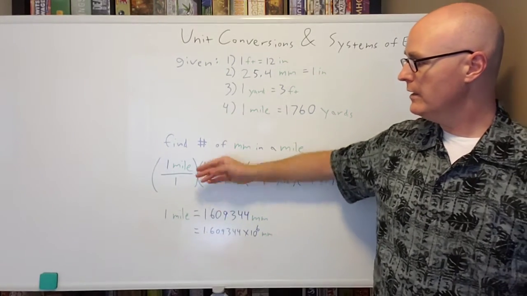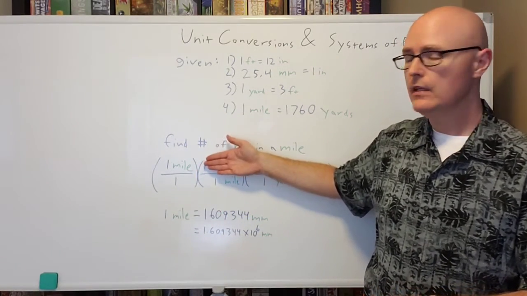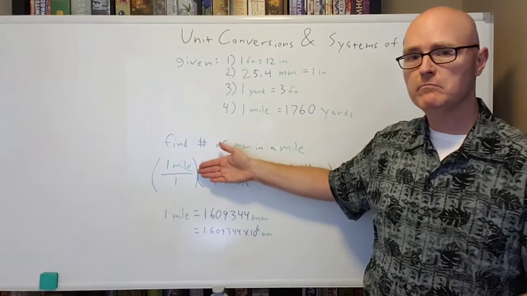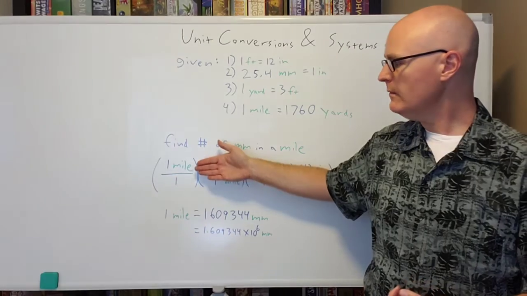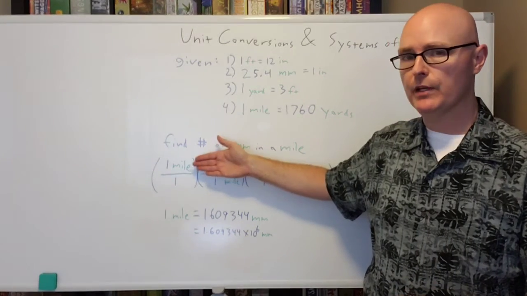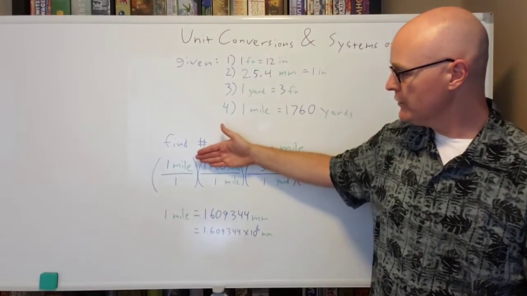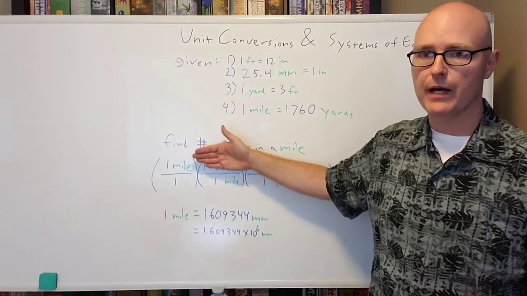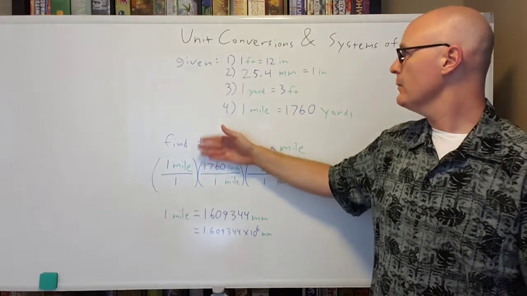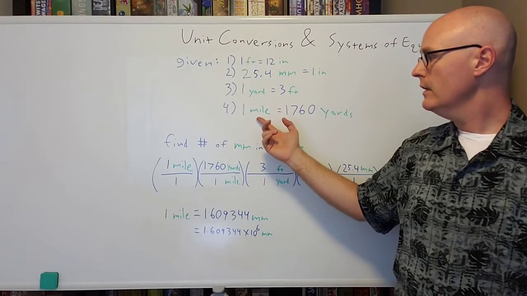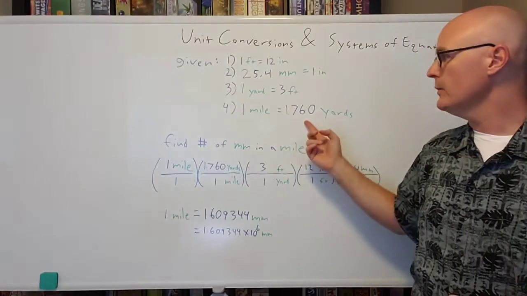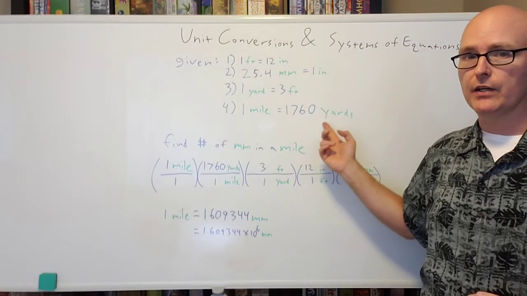So let's start with, I have 1 mile. I divide it by 1 to make it more straightforward, more simple what I'm trying to do. So that I'm going to divide out the miles. So I know that I have miles, I need to get rid of the miles. So I need to use one of these equations that has miles in it. So I'm going to use this equation that 1 mile is equal to 1,760 yards.